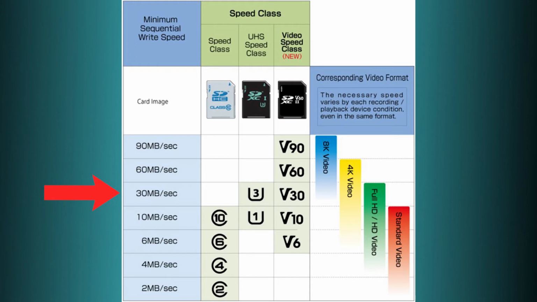What I want you guys to focus on is the V class series here. And then V60 will do most 4K video standards as well. And then V90 is for really high speed or high bitrate 4K, or even up to 8K as well.